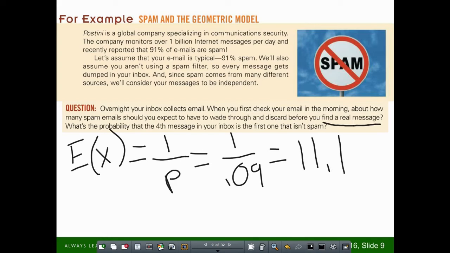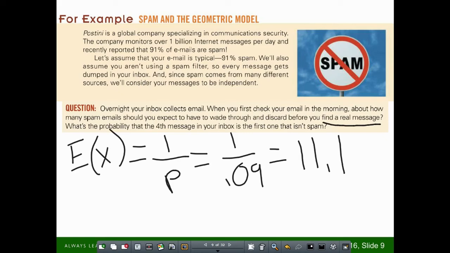So, what does this mean? It means that if I were to open my email on any given day, with the amount of spam I get, I would expect to have to go through 11 emails before I found the first one that was not a spam email.